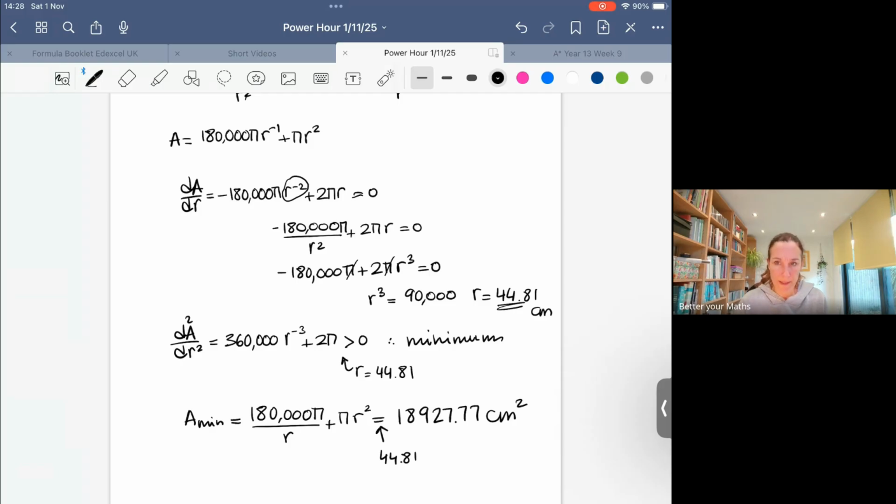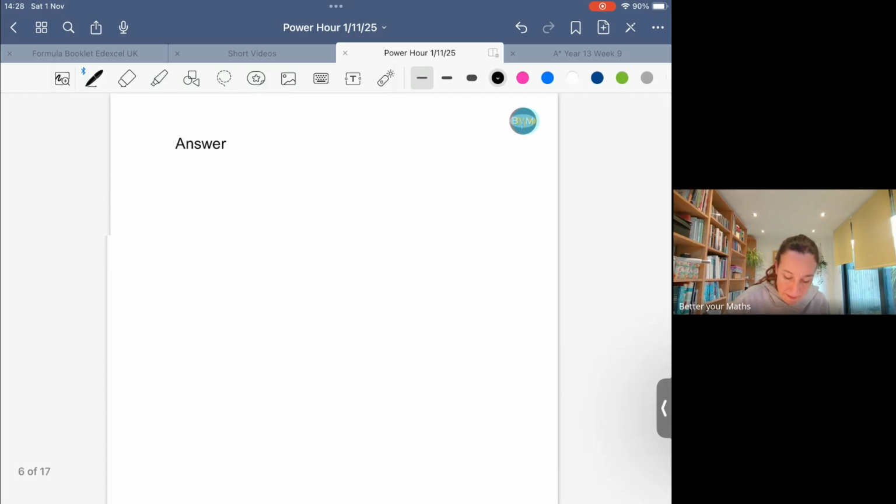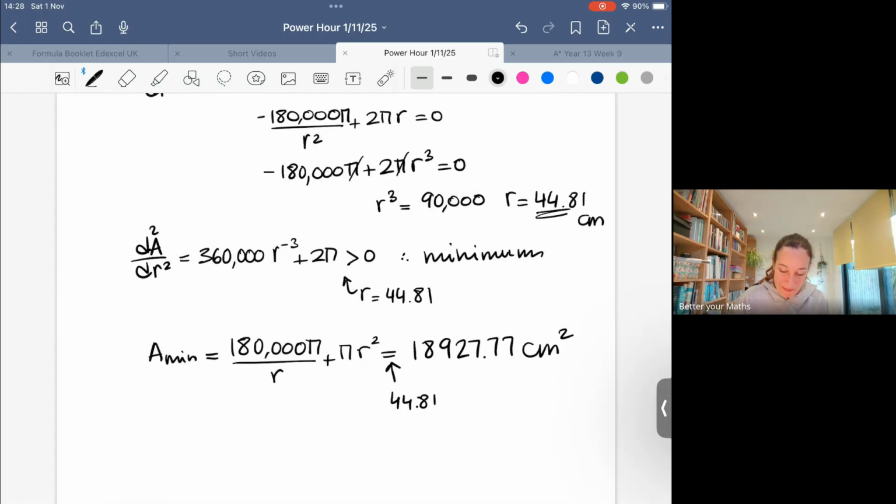Same value? Yes, let me check them. No, we don't have the mark scheme. So please tell me if you get the same value. Yeah, and I haven't made a mistake with the calculator. If you get something different, let me know.